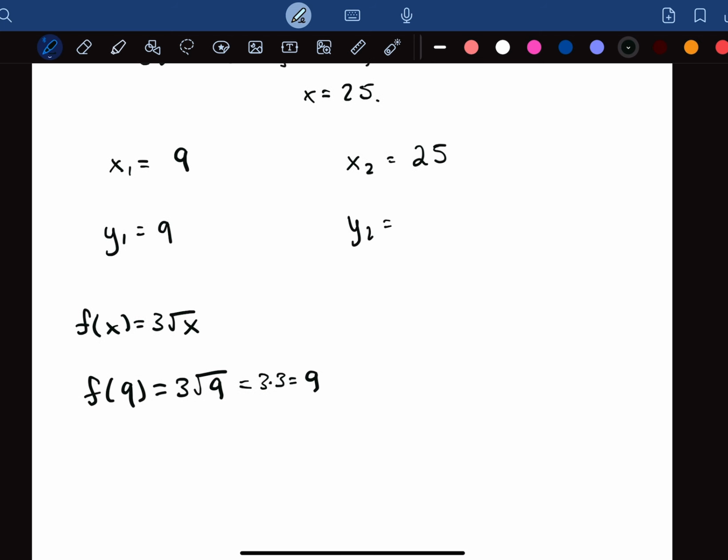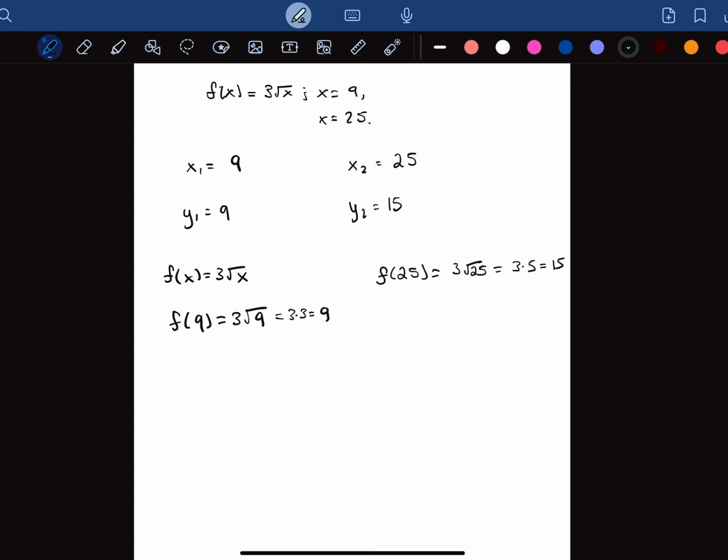And now let's find our y2. So we have f of 25, because that's our x value. So we're going to take 3 times the square root of 25. The square root of 25 is equal to 5. So we're going to have 3 times 5, which is equal to 15. So our y2 is 15. So now we're going to plug this all in. So that's the first step that you want to do for the secant line equations.